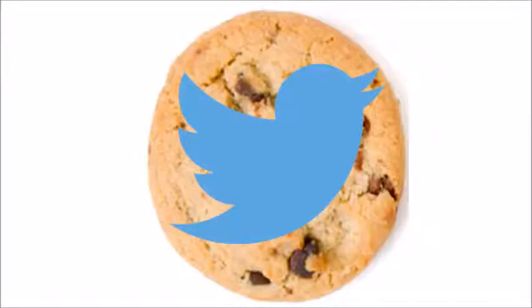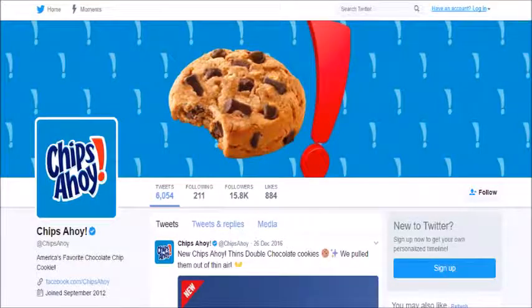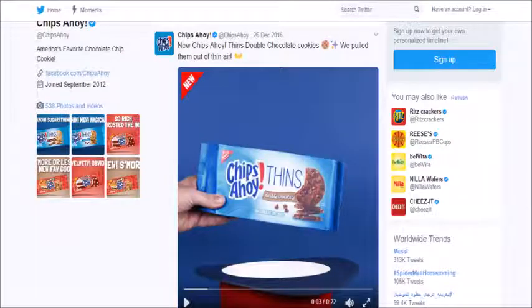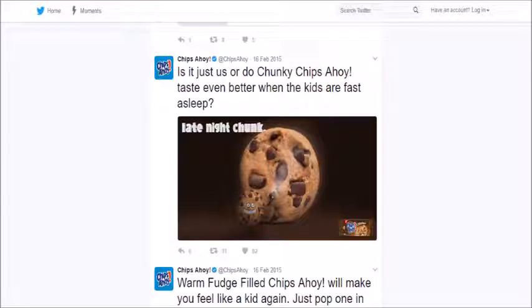Let's start off with our first social media site, which is Twitter. They have about 15,000 followers along with more than 6,000 posts. There doesn't seem to be a lot of company engagement, and they mostly post about their new flavors that are coming out. There also aren't any replies to any negative comments, nor any negative comments at all to be exact.